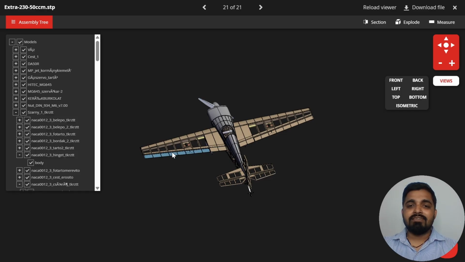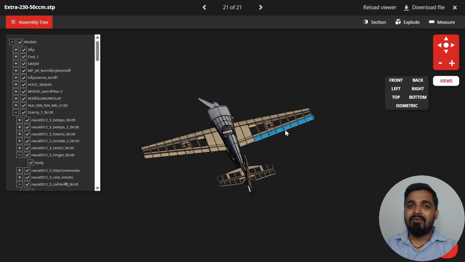Next control surfaces is ailerons. Ailerons are located on the trailing edge of each wing. You can see over here, these are the ailerons. And the most important thing you need to remember, they always work in opposite direction. That means when the right aileron goes up, the left aileron goes down.